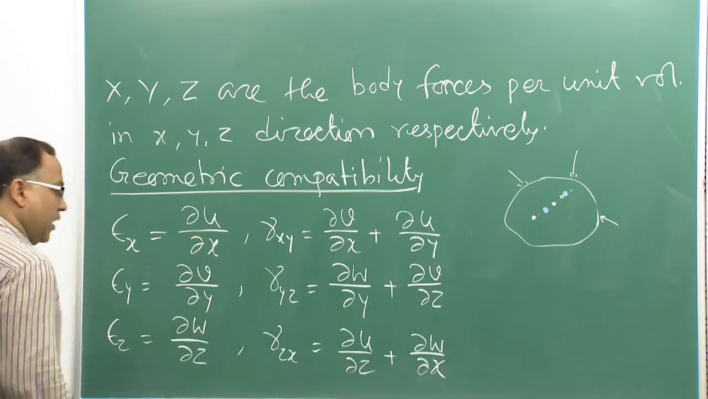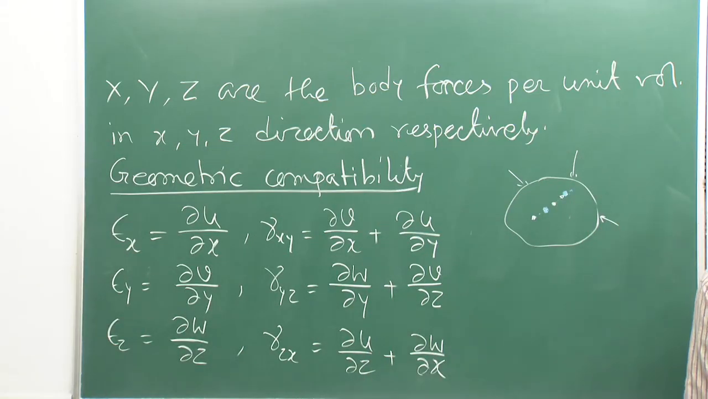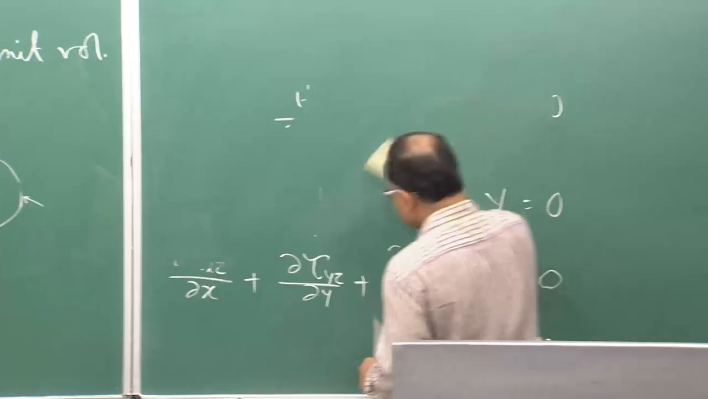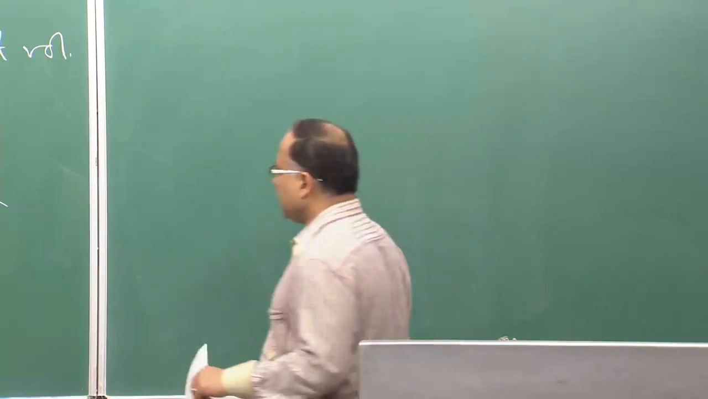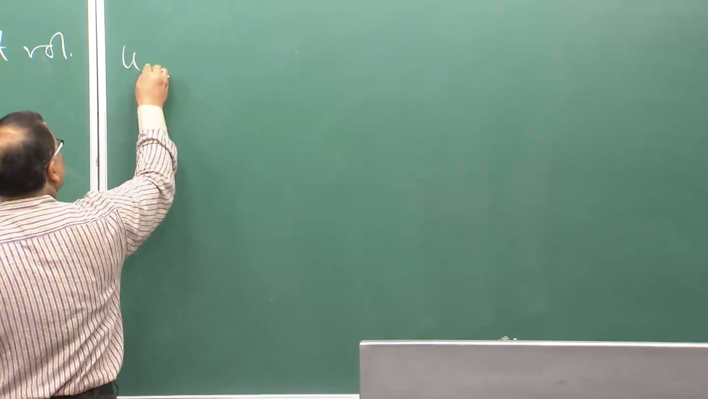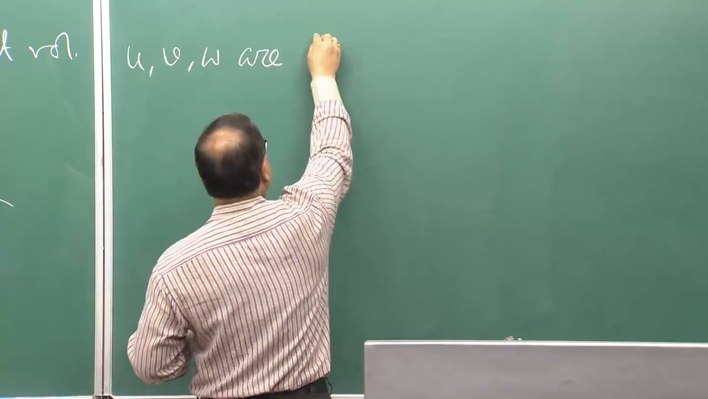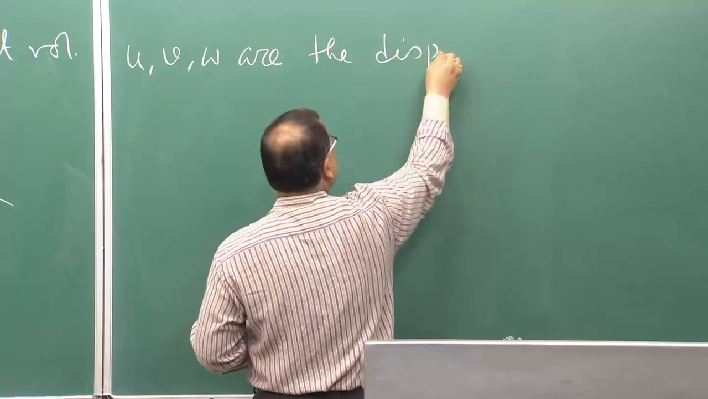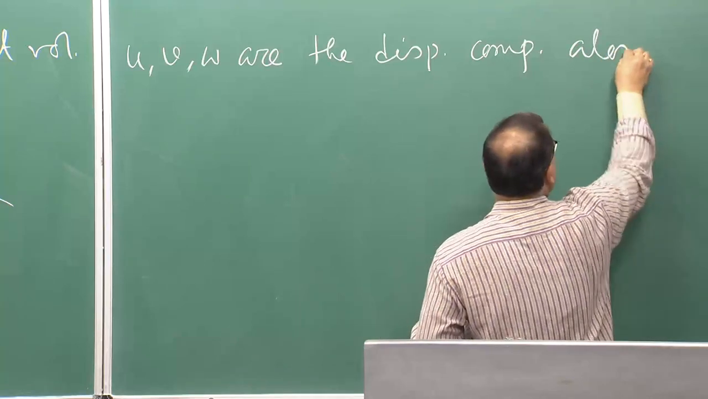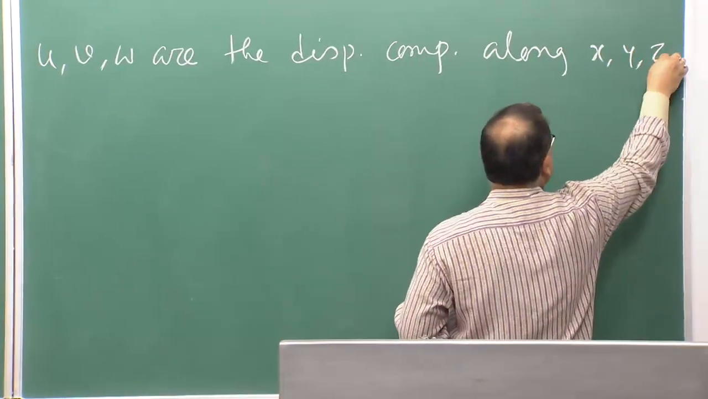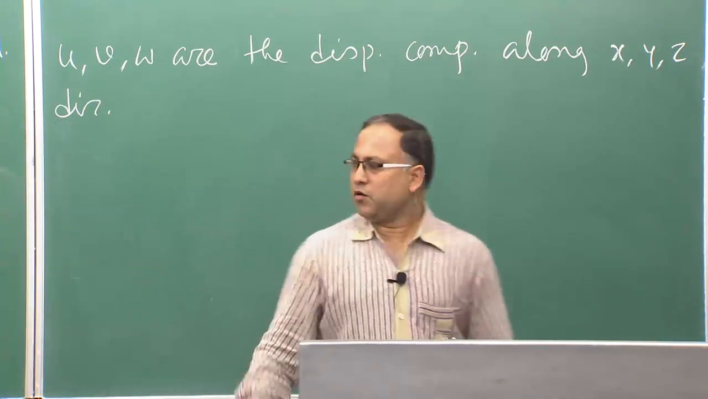Okay, where u, v and w are the velocity or the displacement components, right? They are nothing but, if it is time dependent, then velocity, or otherwise displacement. So u, v and w are the displacement components along x, y and z directions. Already we have derived that thing.